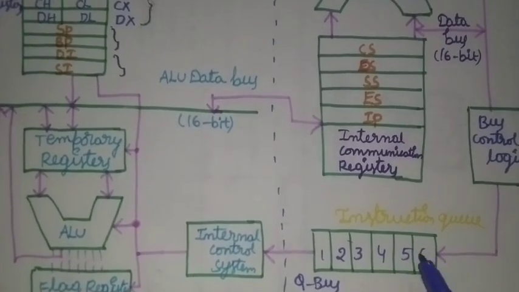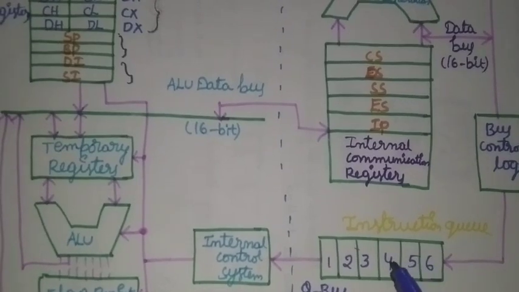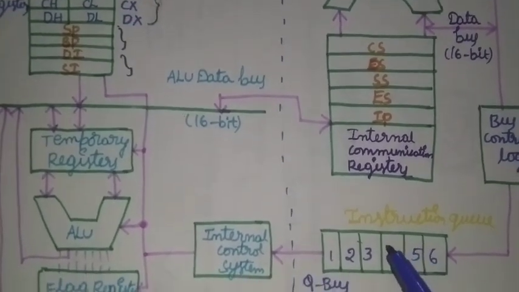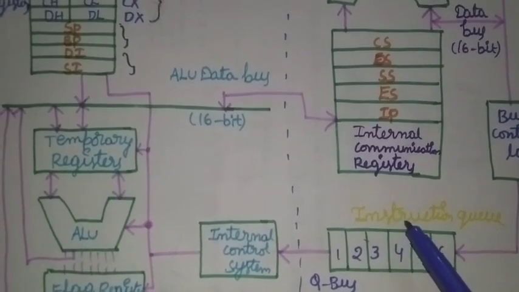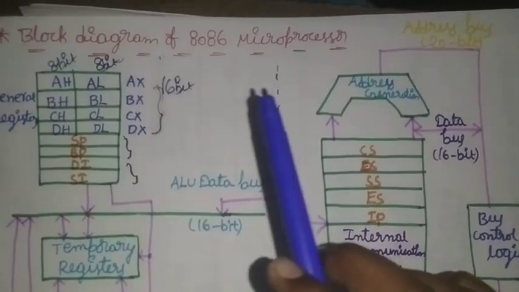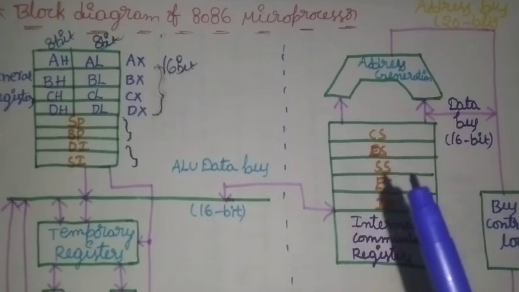1, 2, 3, 4, 5, 6 are nothing but instructions. The instruction queue is also an important concept in the 8086 microprocessor. The instruction queue is used to increase the speed of the 8086 microprocessor. And this is a brief introduction to the 8086 architecture and our block diagram.